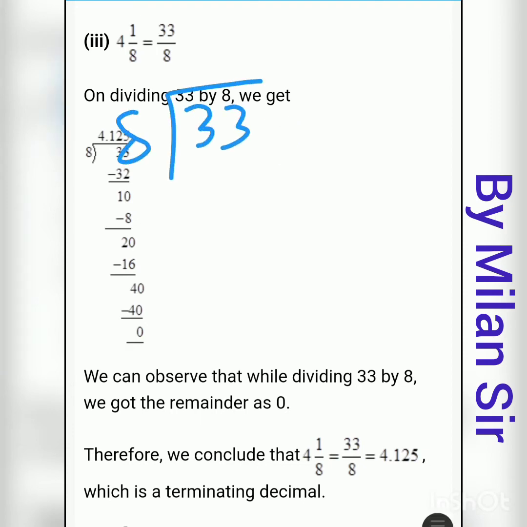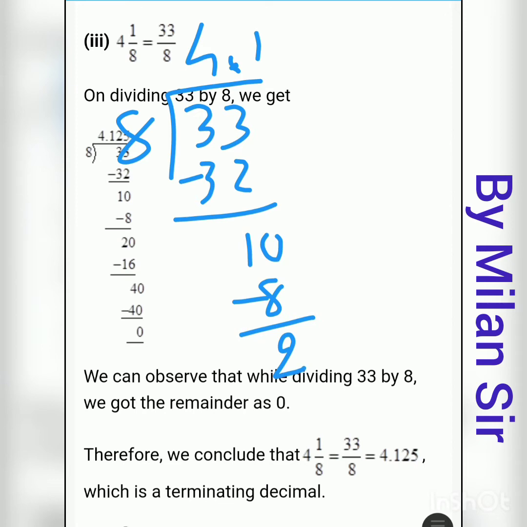First of all, 8 4s are 32. 1 remainder. Here further division is not possible, so we put the decimal point, and here 10. Then 8 1s are 8. 2 remainder. We already put the decimal point, so here we get one extra 0. Now 8 2s are 16. 4 remainder. Again we get 40 because we already put the decimal point. So 8 5s are 40.